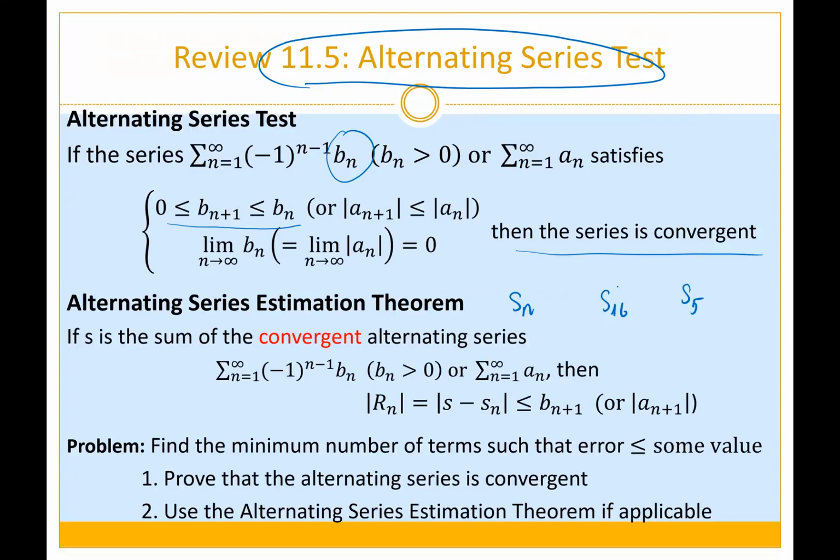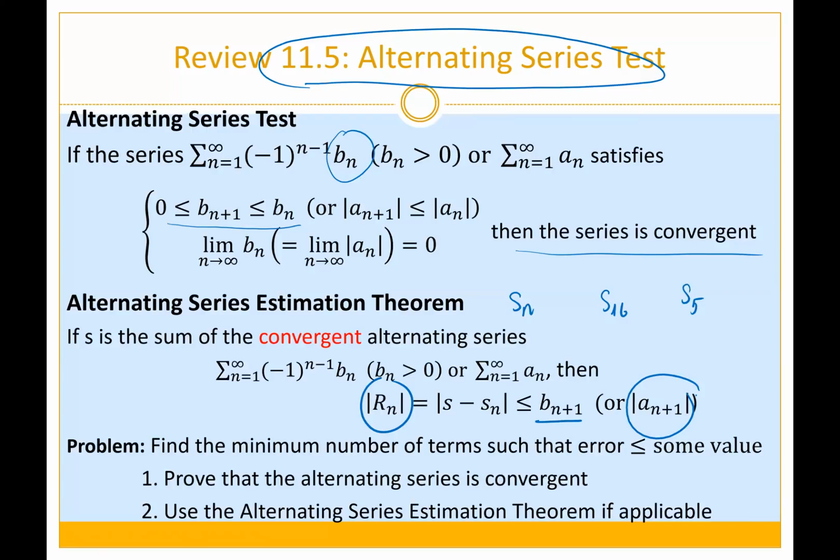So say if S is the sum of a convergent alternating series, then this is the error: the magnitude of the error is smaller than or equal to the bn plus 1 term. All we call is the absolute value of the n plus 1 term in the sequence. Again, we're going to see that in the example.